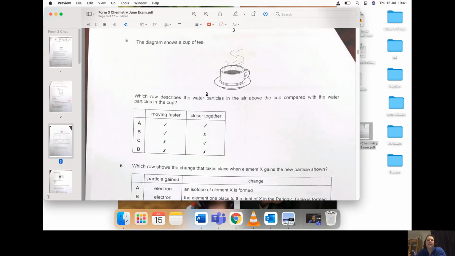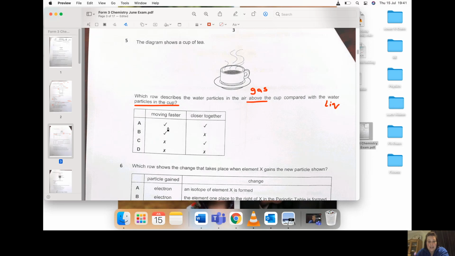Right, next question. The diagram shows a cup of tea. Which row describes the water particles in the air above the cup compared with the water particles in the cup? So above the cup, we have a gas. Water in the cup, hopefully you know, is liquid. So we are asking you, what is the difference between a gas and a liquid?